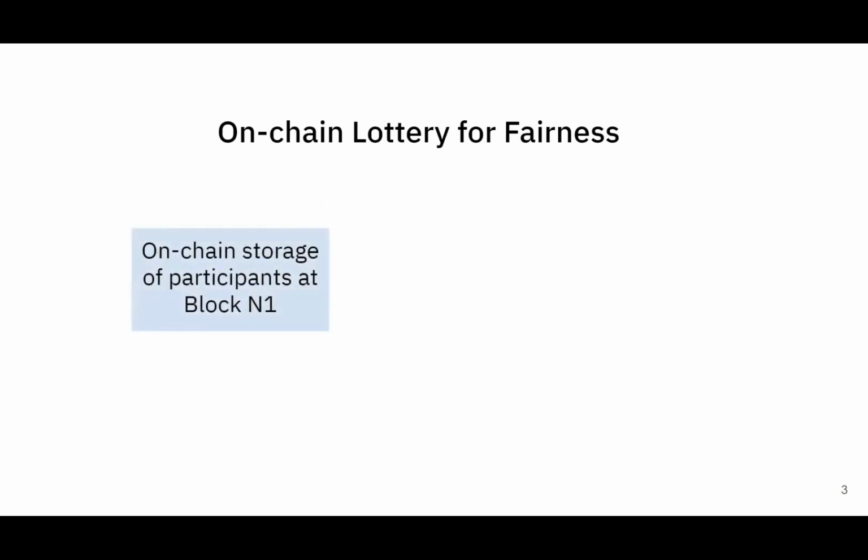So we have an on-chain lottery for fairness. The high-level idea is to have on-chain storage of all the participants at a certain block number 1, and after a certain time, at block number 2, in the future, we do the on-chain lottery, because we don't know the randomness in the future. That's the very high-level idea.